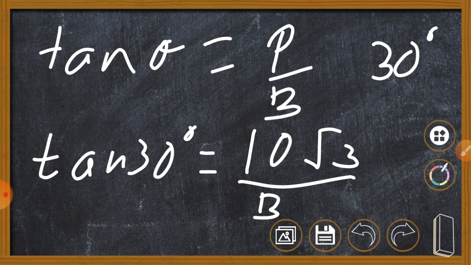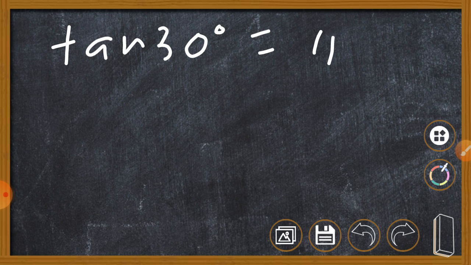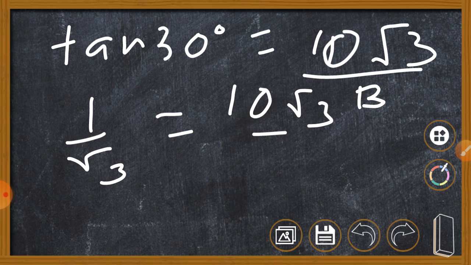Base, I don't know. Yes or no? Yes. So now I want you to copy this thing down as well. So last I had got tan 30 degree is equal to 10 root 3 by b. Yes, tan 30 degree I can write as 1 by root 3, because the value of tan 30 degree is 1 by root 3, is equal to 10 root 3 by b.